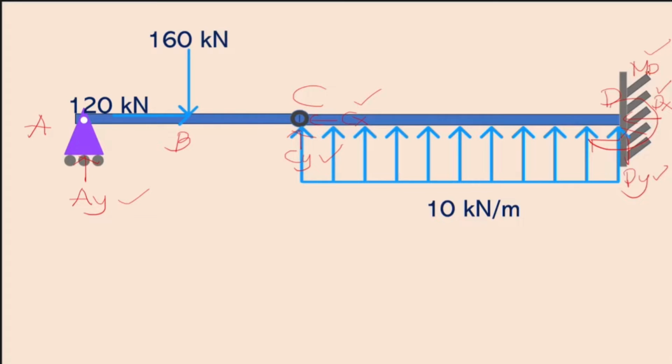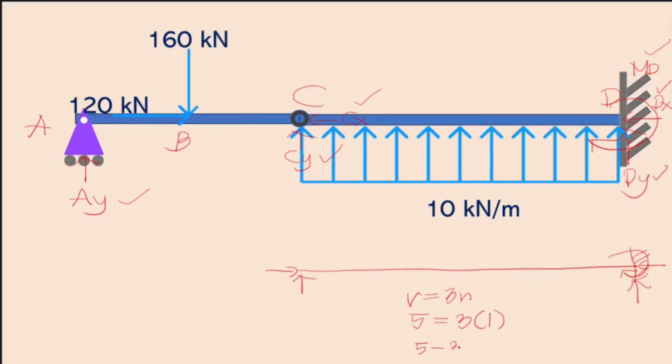Now, diba, if you will consider this one, let's say, segment CD, we will have this form. Meron tayong cantilever support, and then, let's say, we have 2 reactions dito, and then dito, tatlo. And so, diba, if you will consider this segment, we have R equal to 5, kasi 2 plus 3. So, R is equal to 3N, and we have 5 is equal to 3 times the number of members, which is isa lang, and so times 1. And so, we have 5 minus 3, which will become 2.